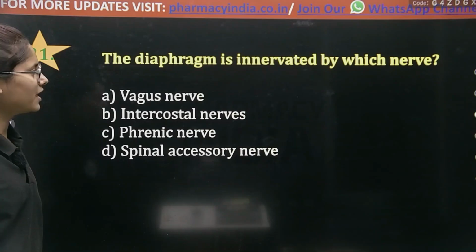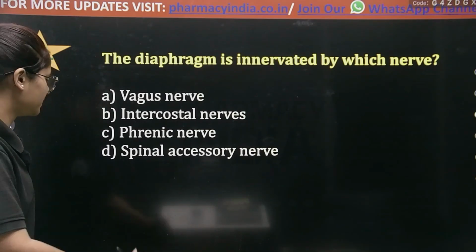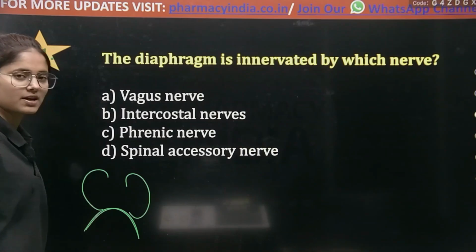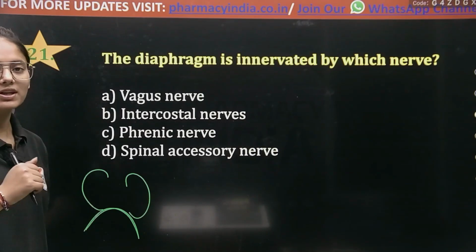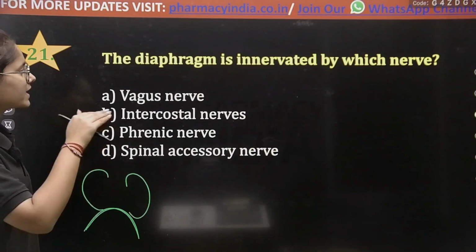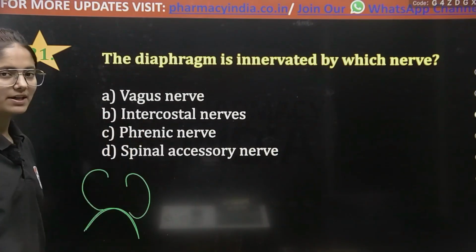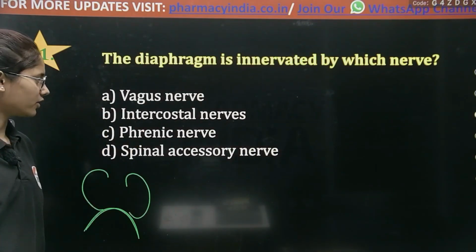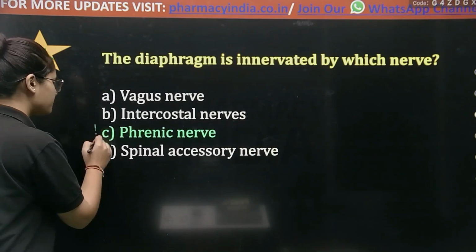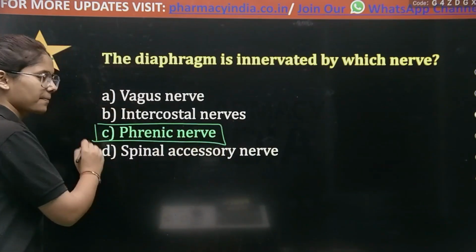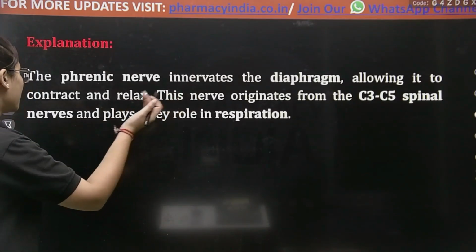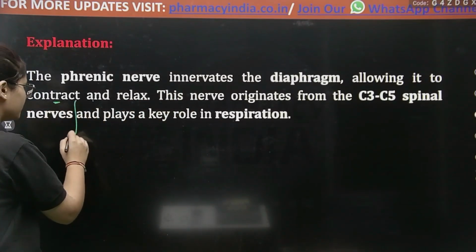The diaphragm is innervated by which nerve? Where is the diaphragm located? The diaphragm is located below the lungs. Clear? The question is asking which nerve innervates the diaphragm: vagus nerve, intercostal nerves, phrenic nerve or spinal accessory nerve. The correct option is phrenic nerve. Clear? The phrenic nerve innervates the diaphragm, allowing it to contract and relax.